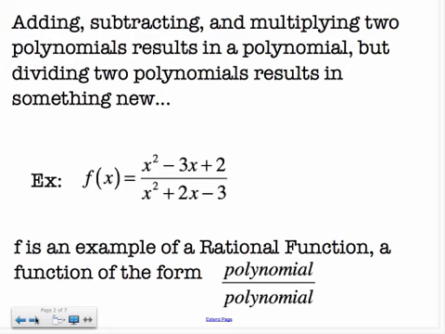As an example, if I divide x squared minus 3x plus 2 by x squared plus 2x minus 3, as I have done here for the function f of x, the result is not going to be a polynomial. You have a new type of function, called a rational function, which makes sense because it has the word ratio in it, ratio like fraction. Technically defined, a rational function is a function that is the quotient of two polynomial functions. And that's what we're going to turn our study to at this point.